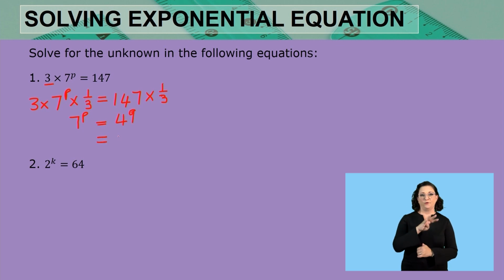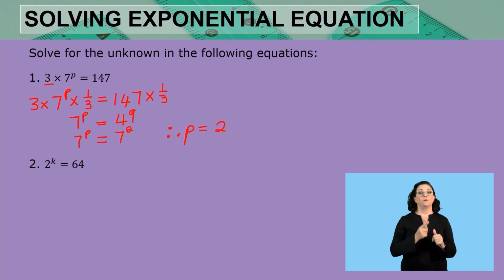Now we know that 49 can be written as 7 exponent 2, and on the left-hand side we have 7 exponent p. That means that our p is equal to 2. Let's move on to the next one.